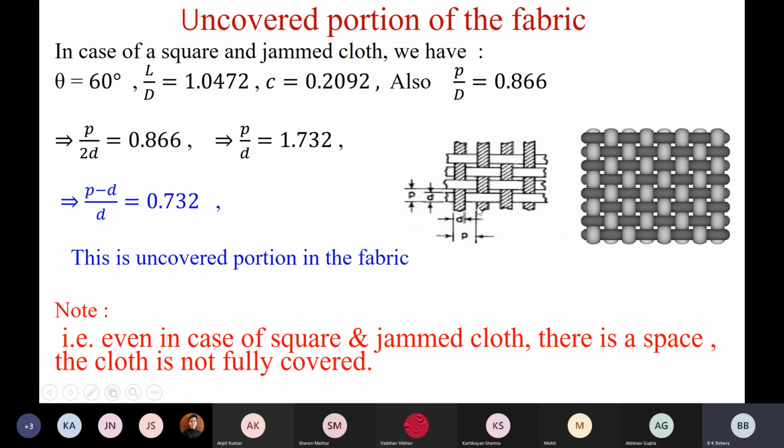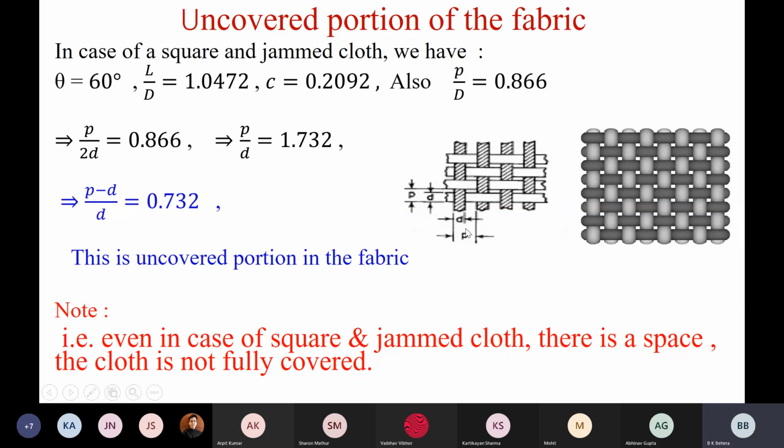Is it correct? Yes, sir. So space per thread is P minus D, that means this much, divided by P. In this diagram, between two threads the space is this much. So how much will be the space per thread? This divided by this P, the original P. Okay, sir. Thank you so much. That is called P minus D over P.